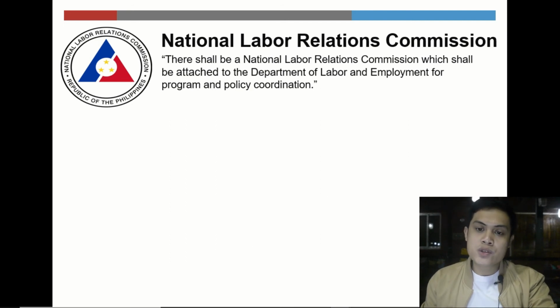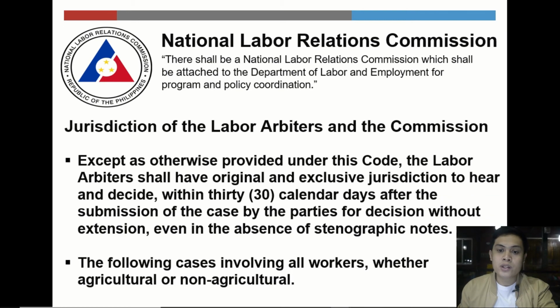Now, if there are concerns that were not addressed in the NCMB, then the next step would be the National Labor Relations Commission. Now, this time, the conflict has really reached the court. So the jurisdiction of the NLRC as an arbitration commission is to have exclusive jurisdiction to hear and decide within 30 calendar days after the submission of the case by the parties for decisions without extension, both for workers in agricultural or non-agricultural companies. So if the labor dispute was not fixed in the NCMB, then they can escalate the complaint to the NLRC. So this is already the court.